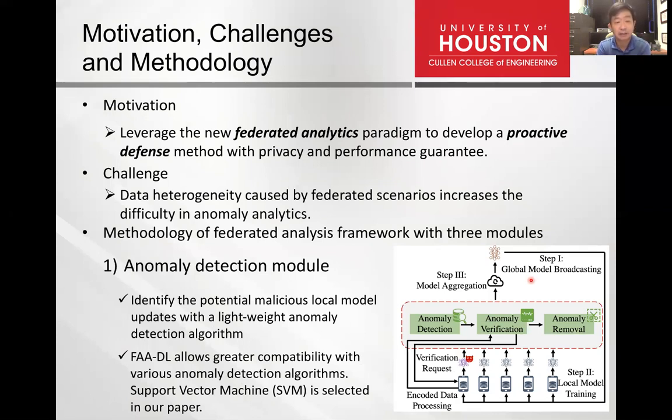The challenge is that the data heterogeneity caused by the federated scenario increases the difficulty of the abnormality analysis. So in the data analysis part, on the server side, we have the abnormal detection module to identify the potential malicious local models and update them with a little weight. If you say some extreme things and nobody believes you, you will have very little weight. And the algorithm is compatible with various abnormal detection algorithms. For simplicity, we use the SVM.